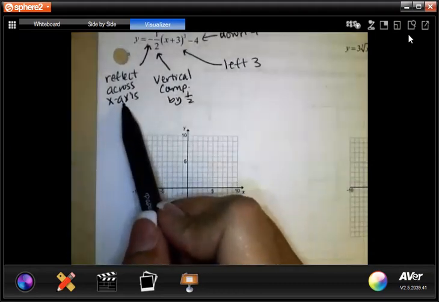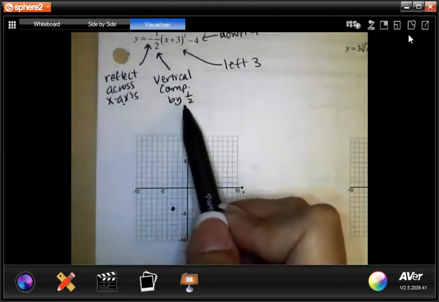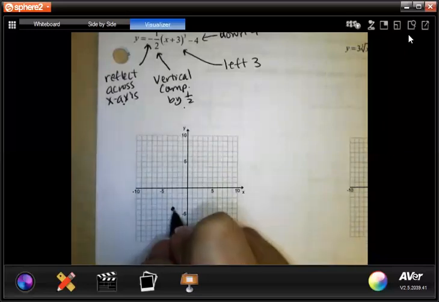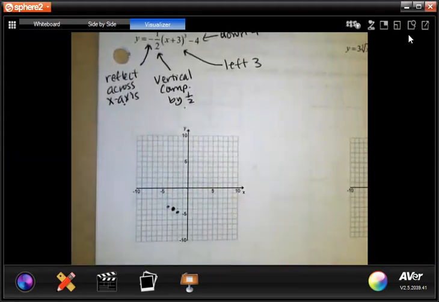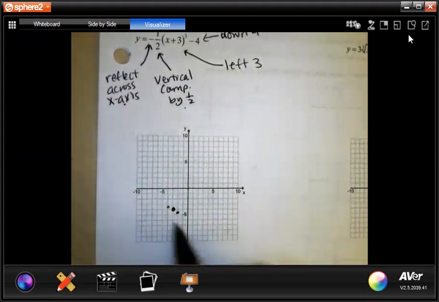However, if it's been reflected across the x-axis and vertically compressed by 1/2, then it is going to go to the right one and down 1/2. And then the other side would be the same thing. Notice it's rotationally symmetrical. So that's why we get those points there.